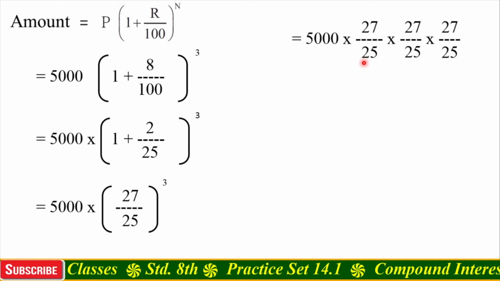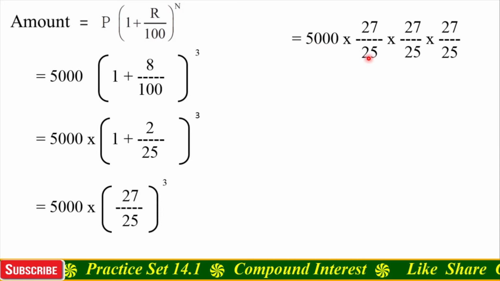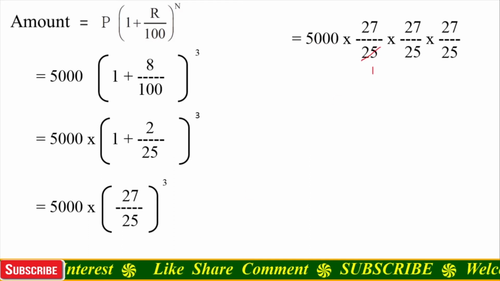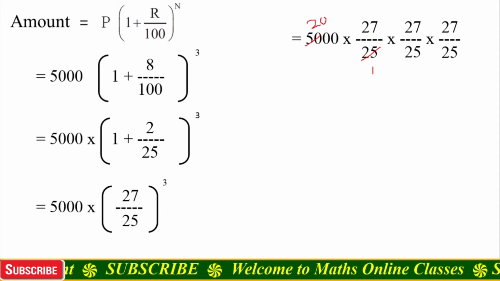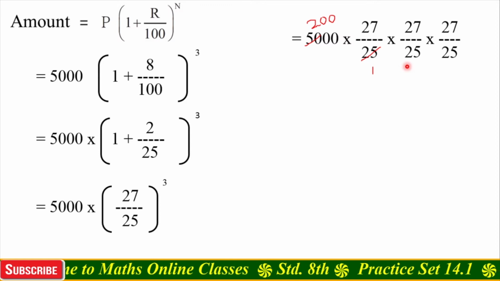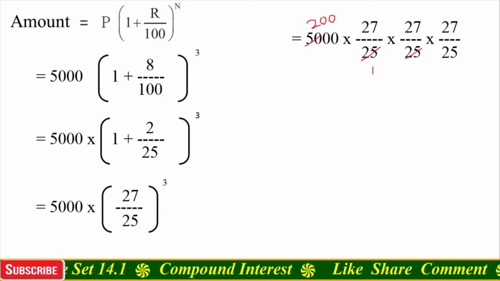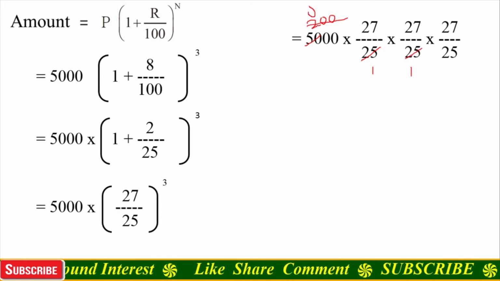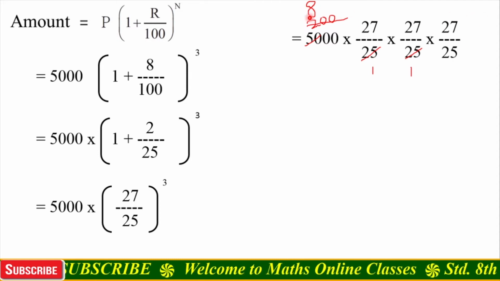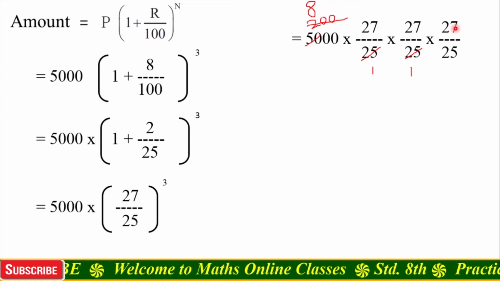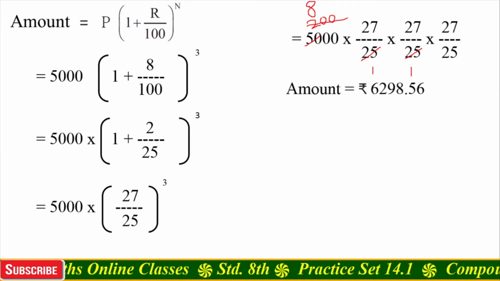This denominator 25 and this numerator 5000, we have to divide 5000 by this 25. 25 ones are 25, 25 twos are 50, and these two zeros will give as it is. Now quotient 200, we will divide it again by this second 25. 25 ones are 25, 25 eights are 200. We have 4 numbers at the place of numerator, 8, 27, 27, 27. At the place of denominator we have 25. After doing this calculation, we get the answer.